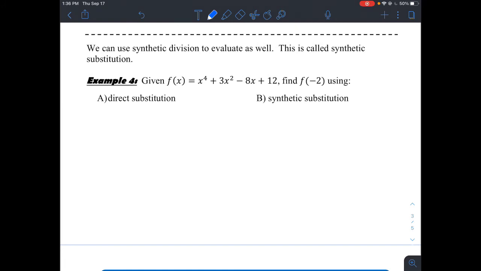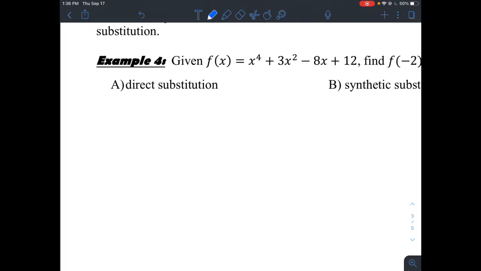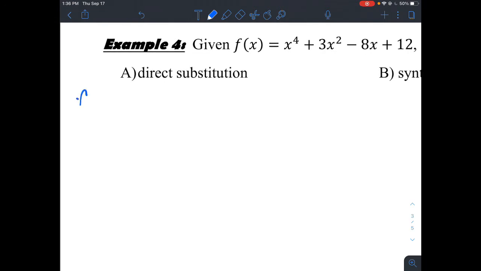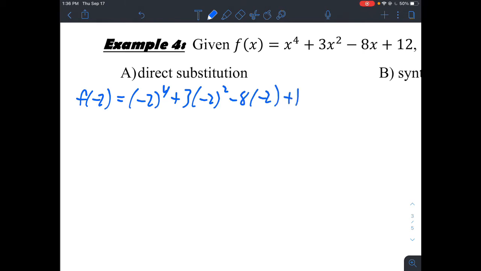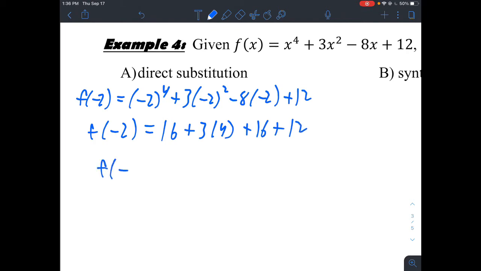We can use synthetic division to evaluate as well. Sometimes it helps, sometimes it doesn't. For example, in this problem, if f was that function, if I wanted to find f of negative 2, what you can absolutely do is simply take negative 2 and substitute that in. And we would get 16 plus 3 times 4 plus 16 plus 12. And add that all up, you would get 56.